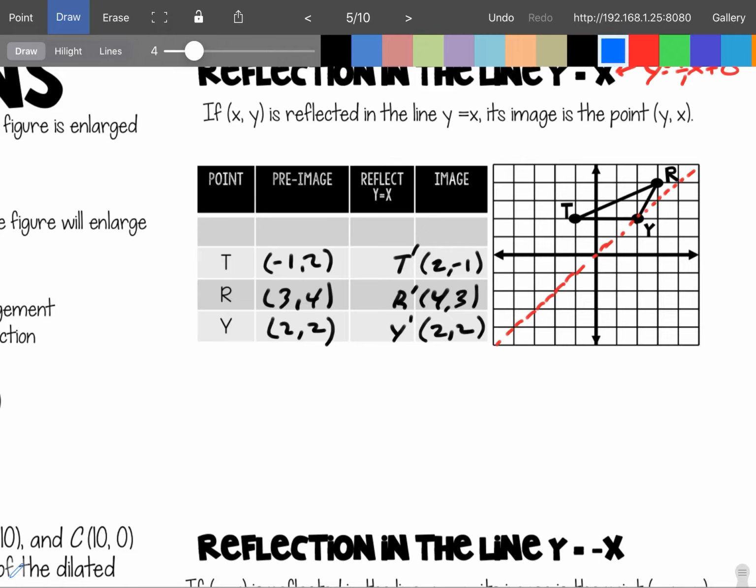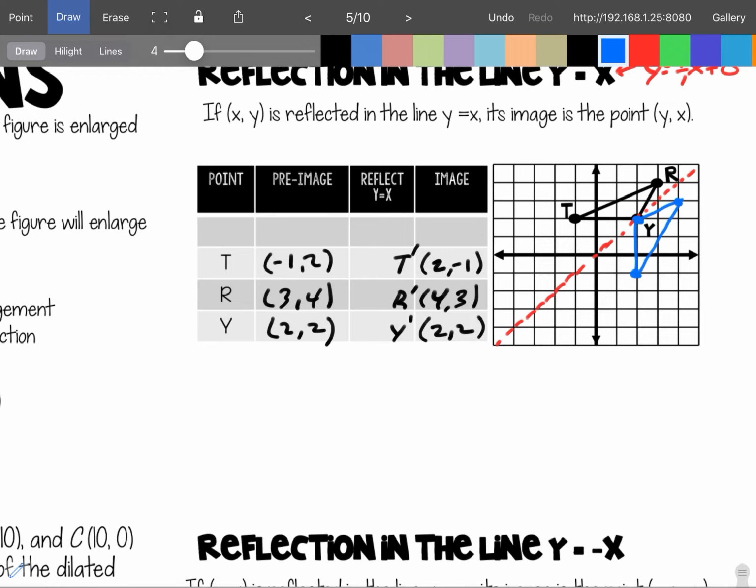T prime would be at (2, -1), so that's 2 right, 1 down. R prime would be 4 right, 3 up. And Y prime would be at (2, 2). All right, so now if I connect those dots for you guys, it should look like this. So that's a reflection, flipped over the line y equals x.